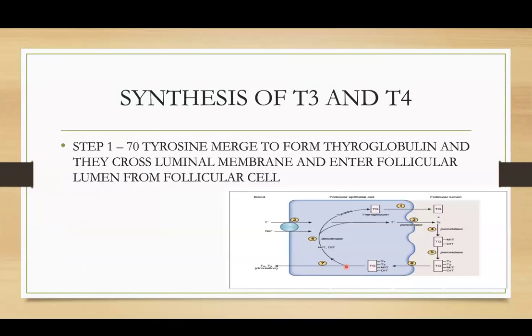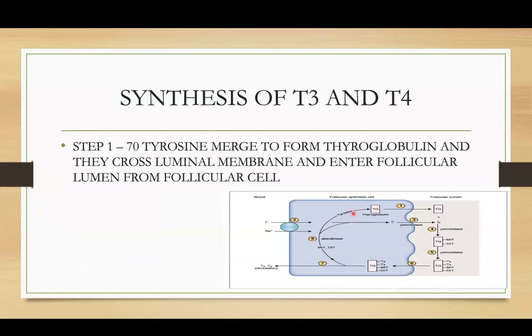So the synthesis is an 8-step process. It can be a bit confusing, but hopefully I've tried to narrow it down from what was in the lectures to only focus on something that's important, and it's all in caps because this is only the important stuff, right? So the first step is over here. So 70 tyrosines are going to merge and form thyroglobulin. Okay. So these 70 tyrosines are going to merge.